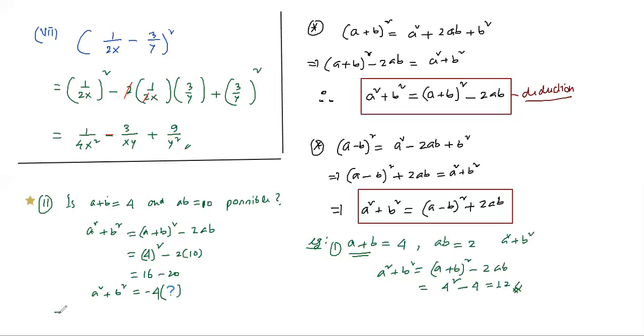So what I can write in the next step is that this is a positive number which is equal to a negative number, right? And this is not possible. That means this particular situation I asked about, is it possible? That situation is not possible. So this is a creative question. Please just see whether you understood or not.